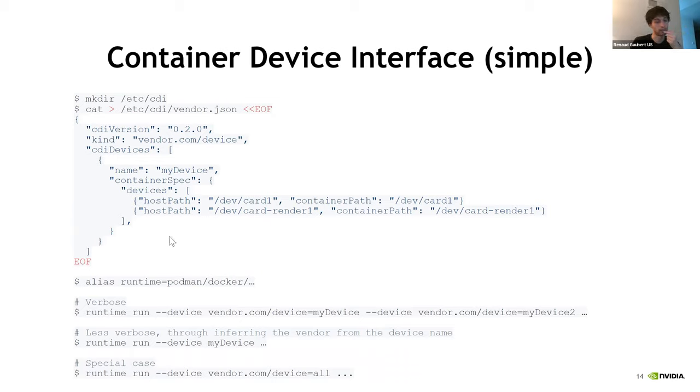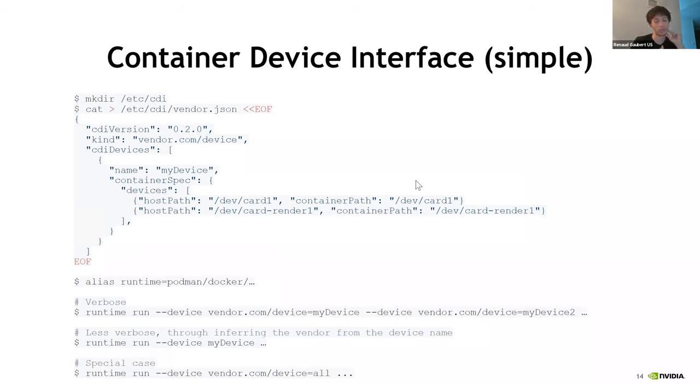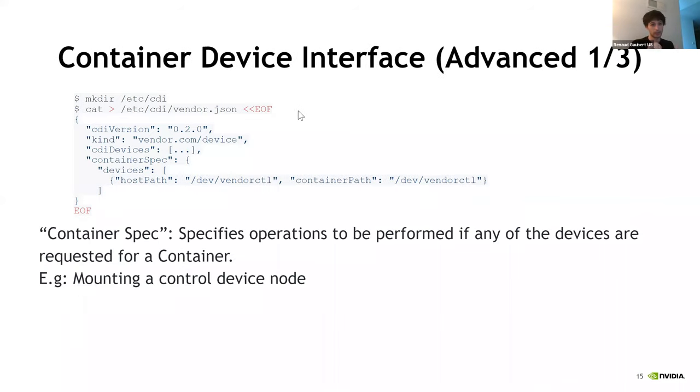And so here I've given an example of what CLI usage you might want. There's a verbose example where you would do runtime run with the fully qualified name, --device=vendor.com/device=my-device. But you might want to try and infer this through --device=my-device if there's only one vendor or one device that has a specific name. And maybe we can think about a special case where you would have a string that just says expose all the devices that vendor.com has.